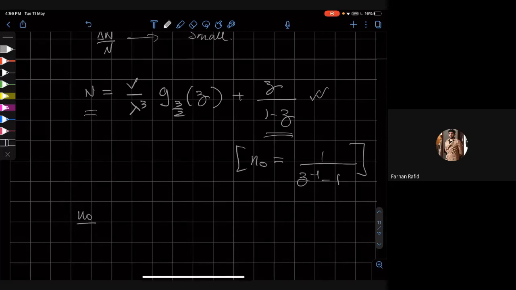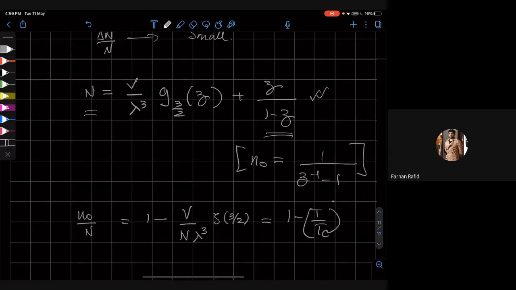Then you can say, okay, what is the fraction of the particles that are in this ground state of the total particles, and that can be very easily shown. Just a few lines of algebra, I think. N lambda cubed 3 halves, and that is 1 minus T over Tc 3 halves. And as you can see, as you lower the temperature, more and more particles will be in the ground state. At absolute zero temperature, it's actually 1, right?